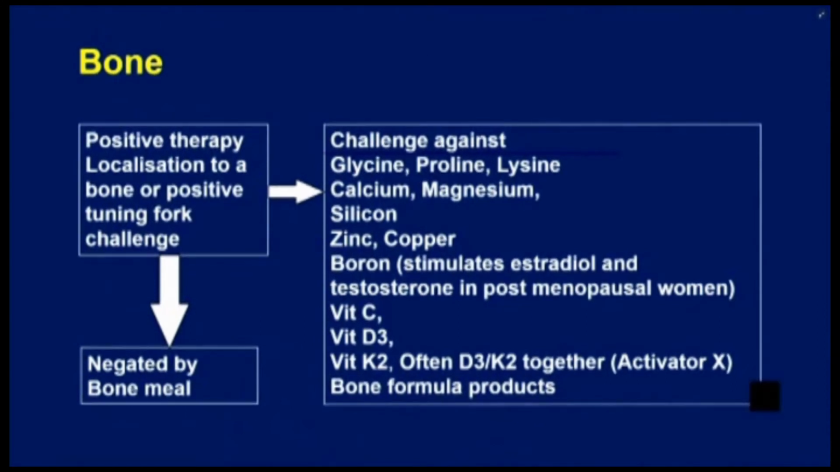Boron is very good as it stimulates estradiol and testosterone in postmenopausal women. So boron may come in as an essential nutrient at this time. Vitamin C, which of course is important in collagen, vitamin D, vitamin K2, and often, as I said, D3 and K2 together, also known as Activator X by Weston Price back in the 1940s. And some forms of bone formula products can be very helpful too.